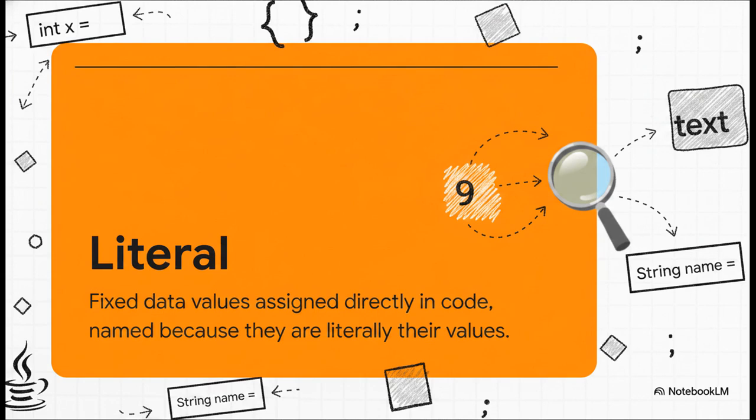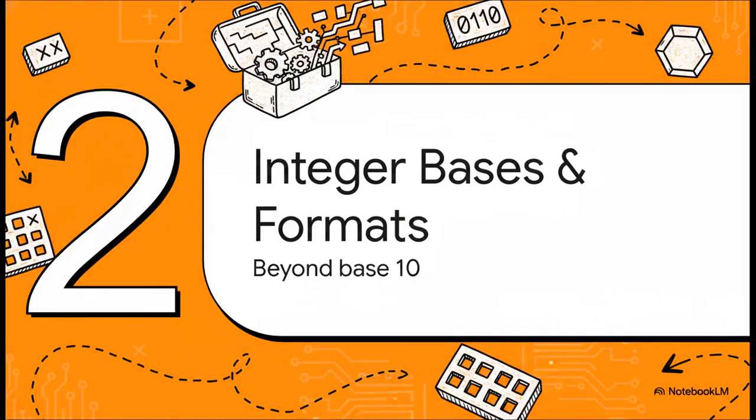At its core, what is a literal? Well, it's exactly what it sounds like. It's the fixed data value assigned directly in your code. We're talking about the raw data you're typing out, like the number 9 or 8, rather than the variables that hold them. They are literally their values. It's a fundamental concept for sure, but it really sets the stage for the clever syntactical tricks Java allows under the hood.